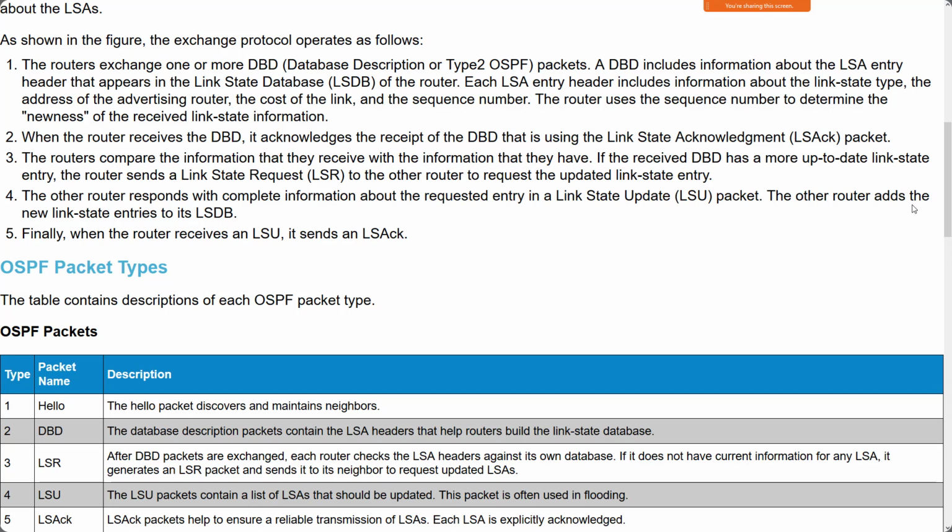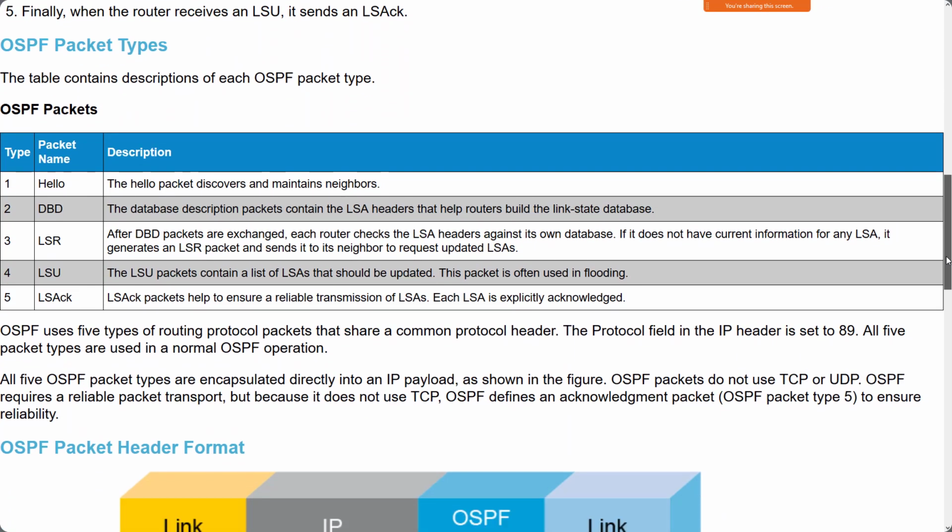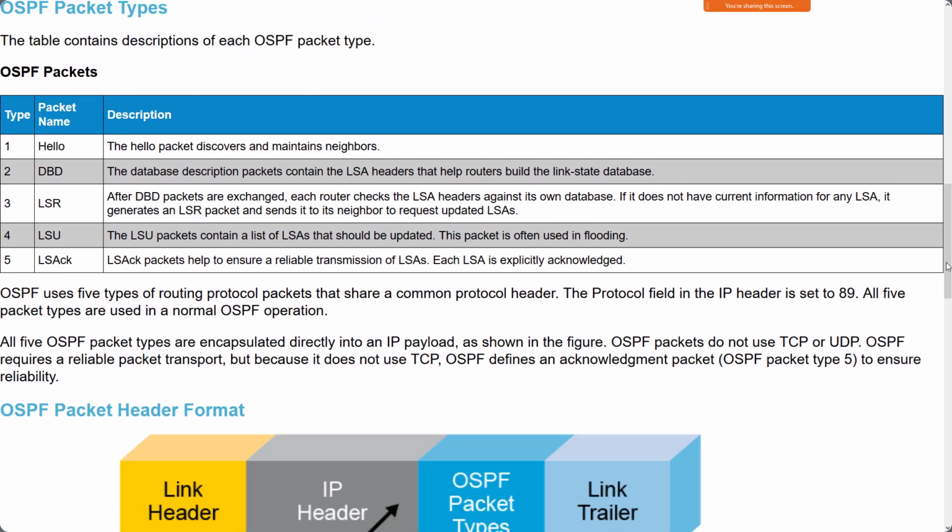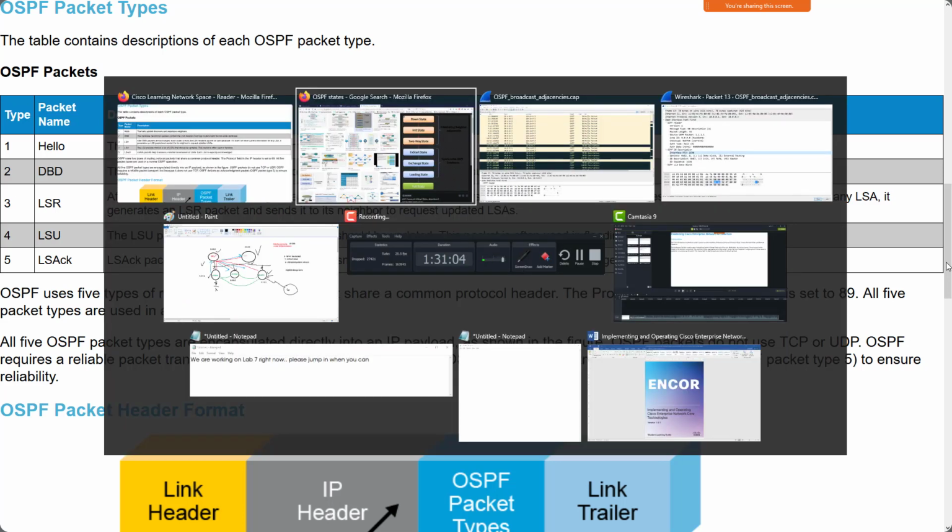All right. Now, what are the different packet types that exist in OSPF? We already talked about the hello packet. The hello packet allows us to form adjacencies. The database descriptor allows us to give information about the database to our peer. A link state request is a packet that allows us to request routing information. Let's take a look at what that looks like in Wireshark here.